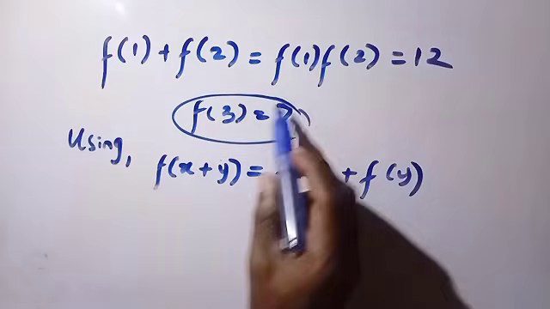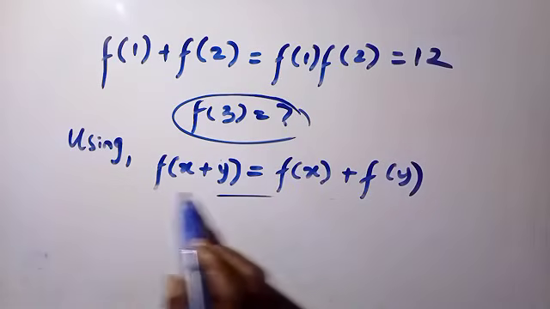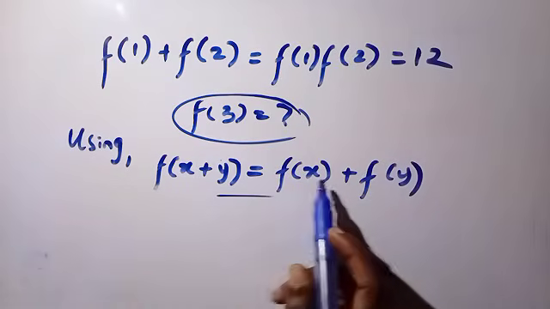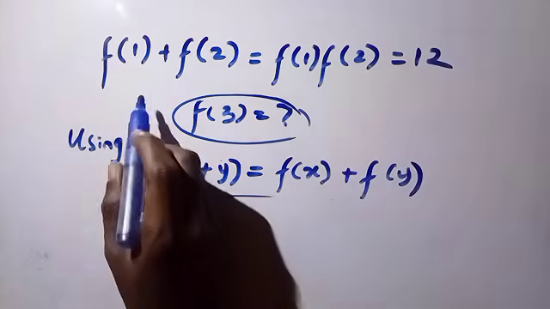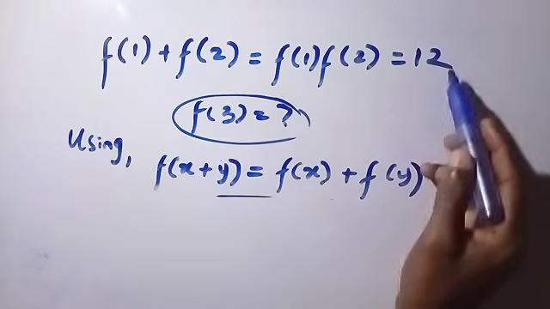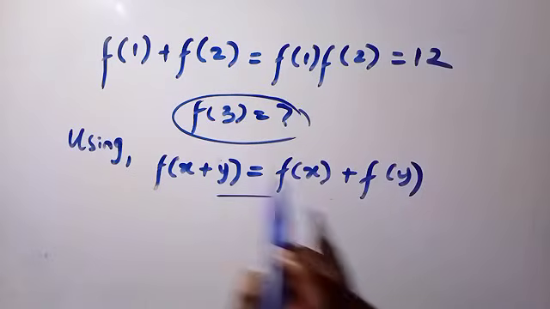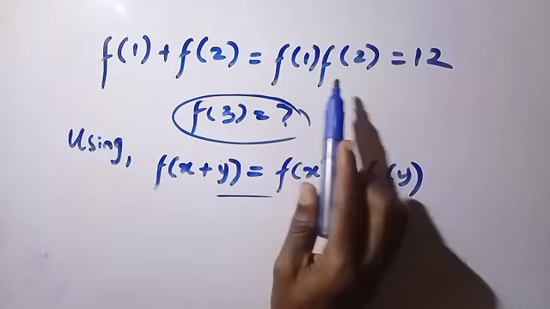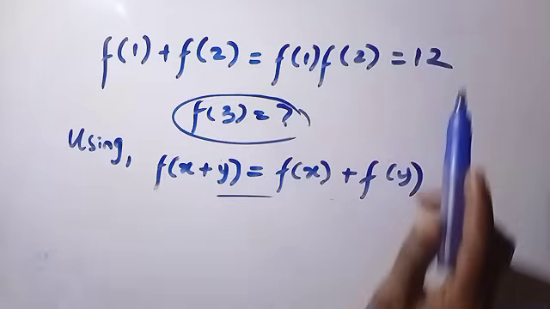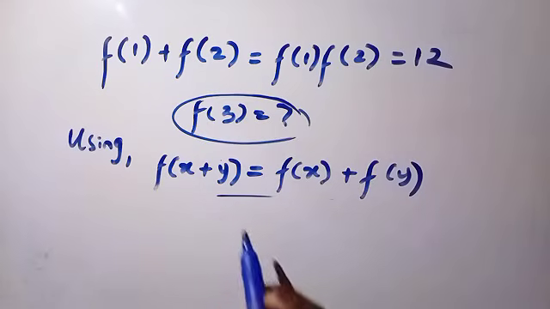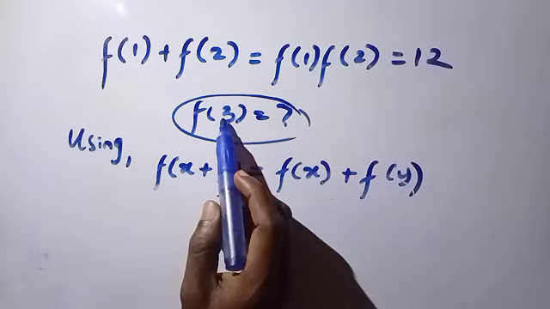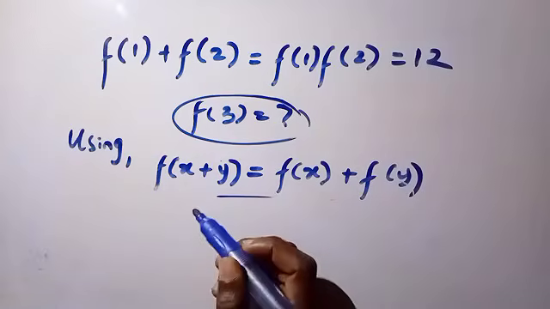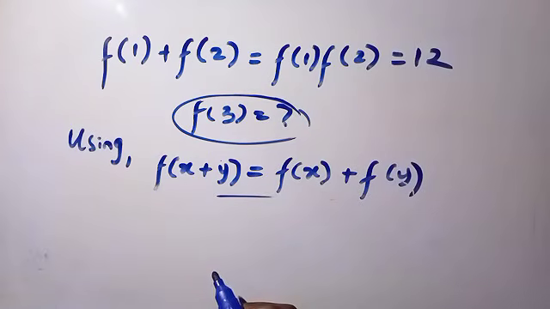Then we need to get f of 3 using f of x plus y equals f of x plus f of y. But from here, anything we get must equal 12. The addition of these two functions and the product of these two functions has to give us 12. Then will the Cauchy equation be satisfied, having f of 3 with addition and multiplication equal to 12?